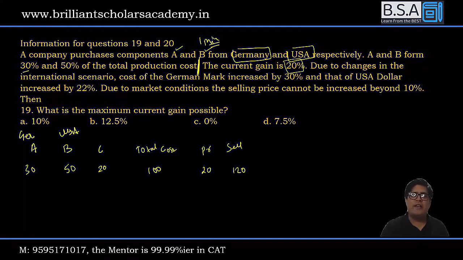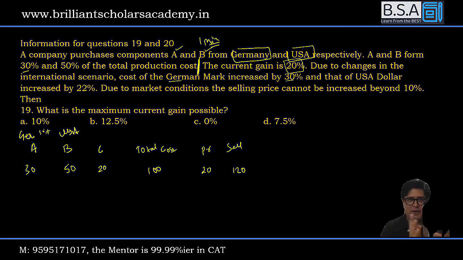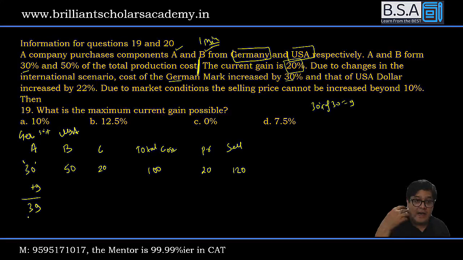Due to change in international scenario, the German mark increases by 30%. What it means is I'm buying this from Germany. So I have to make the payment in German currency. The price of this is not increasing. The price of currency is increasing. Because the price of currency is increasing, I have to pay more. So I will have to pay 30% more. What is 30% of 30? 9 rupees. I will have to pay 9 rupees more for the same product.